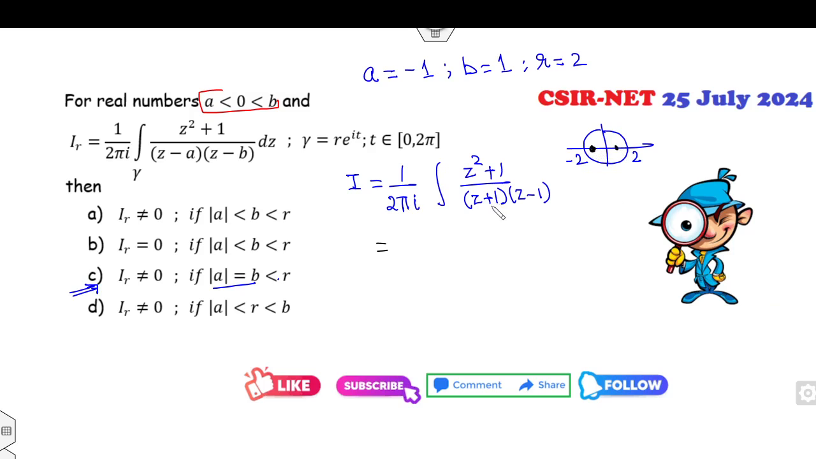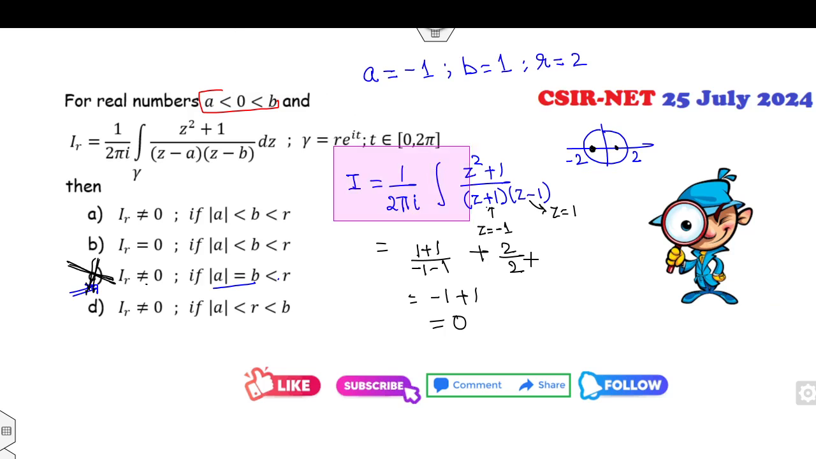So what is the Cauchy residue theorem? I can substitute z is equal to -1 apart from this factor, so it will be 1 plus 1 over -1 minus 1, plus for this case, I can substitute z is equal to 1: 1 plus 1 is 2, 1 plus 1, 2. So this is -1 plus 1 is 0. But he said non-zero. So this option is cancelled.